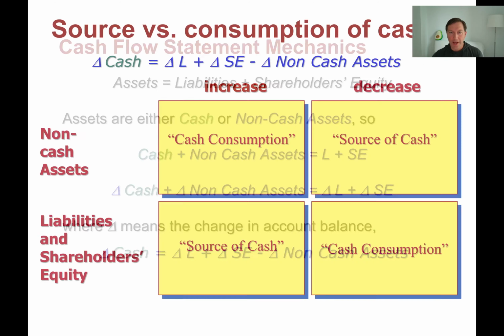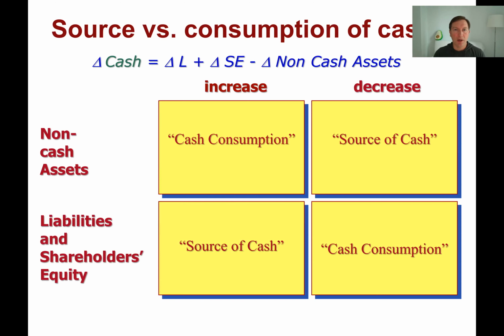Okay, and so this equation helps us think about increases or decreases in assets or liabilities in terms of consumption or source of cash, right? So for instance, let's take non-cash assets, right? When non-cash assets increase, we think about it as a consumption of cash, right? Why is it?